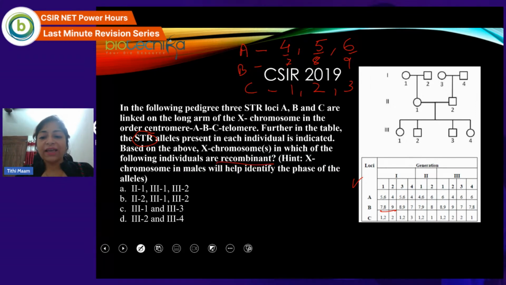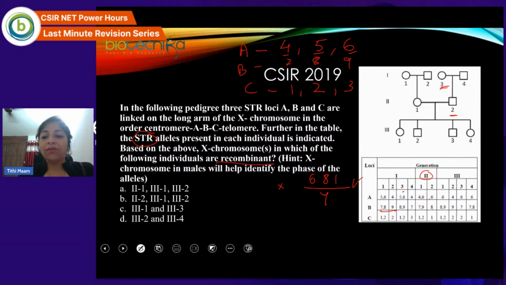Now for that, see the second generation. In the second generation, 2 is a male. Males will always get their X chromosome from their mother, right? So who is 2's mother? 1,3. Okay, 1,3 is the mother of 2. So 6, 8, 1, 2 is getting from his mother. If I have to write down the genotype, it will be the 6 8 1 chromosome. The other is the Y chromosome.